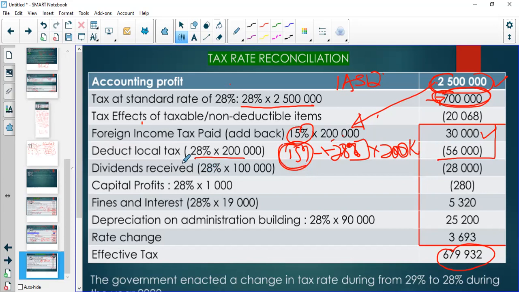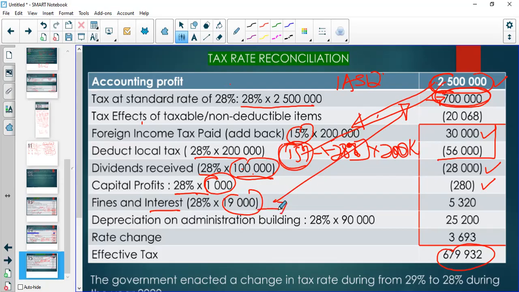Then we also explained to the users that in this 2.5, there are dividends of 100,000. SARS said to us, remove them. So removing those dividends resulted in tax going down by 28% of 100,000, which was removed. And we said there were also capital profits. SARS said remove the 1,000 rand. So removing that 1,000 rand resulted in tax going down by 28% of that 1,000. But SARS also said you must add back this 19,000 to the profit before tax. So adding it back resulted in an increase in taxation of this amount.